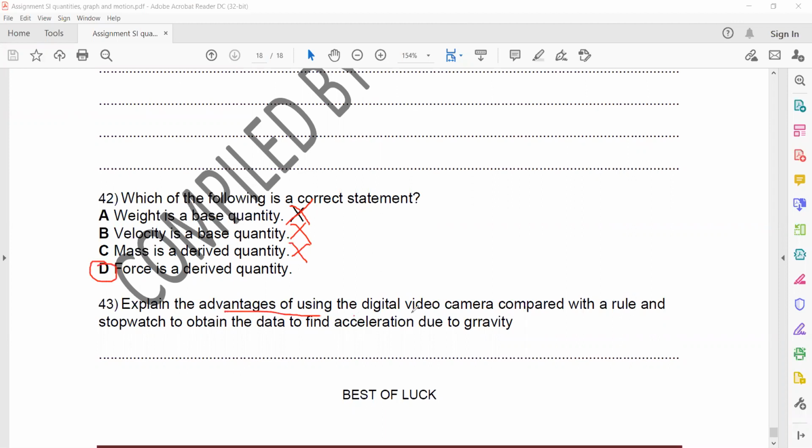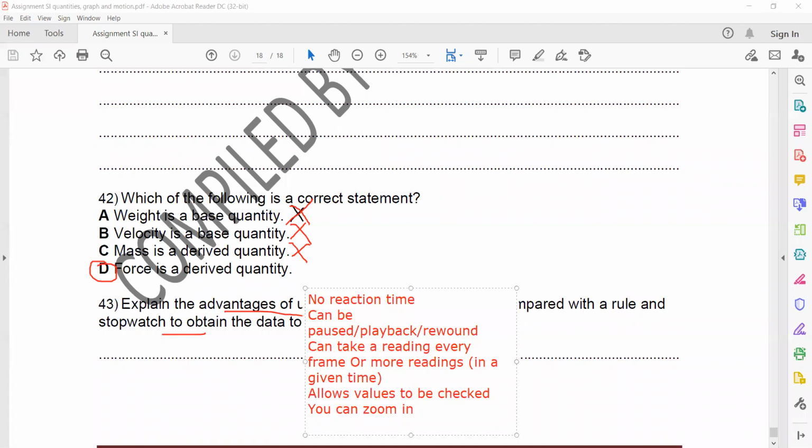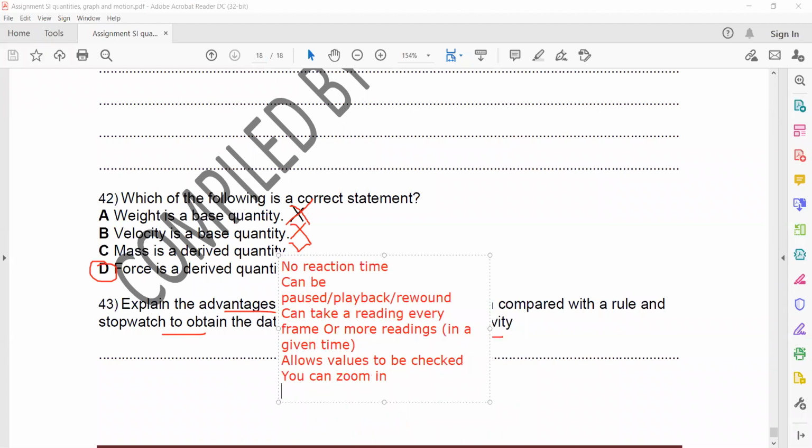Explain the advantages of using a digital video camera compared to a rule and a stopwatch to obtain the data of acceleration due to gravity. So we already discussed this. I will quickly go through this part: it reduces the uncertainty in the measurement as more precise results are obtained. There is no reaction time, so error due to the reaction time is reduced, and it can be paused and played back again.